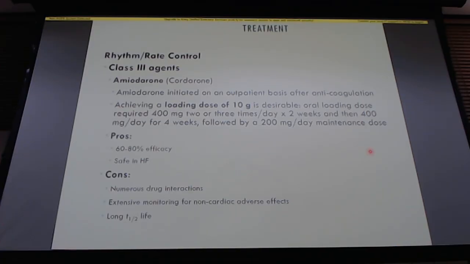The other benefit that we have is that this one we can potentially use in our patients who have heart failure. So our class 3, we're not too worried about that. Lots of interactions, all of the things that we were talking about monitoring when we went over the actual drug still exist.